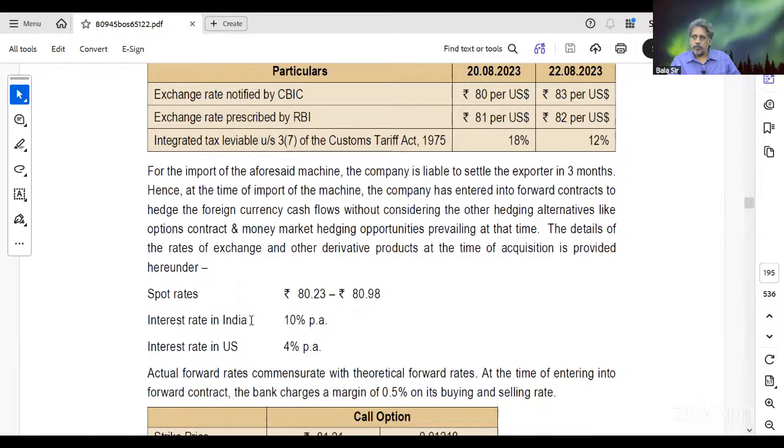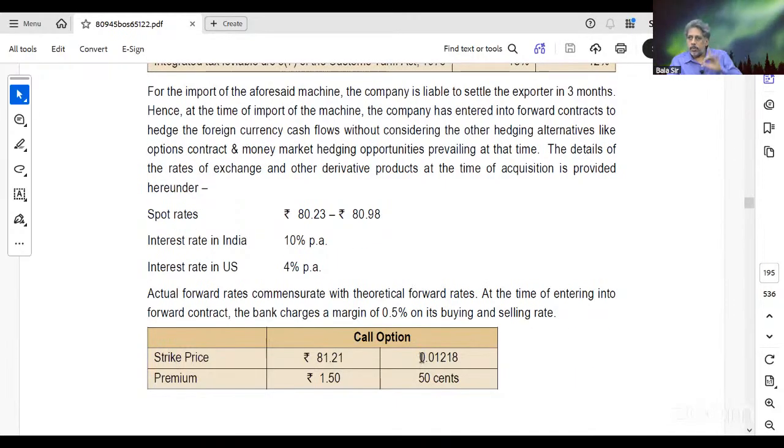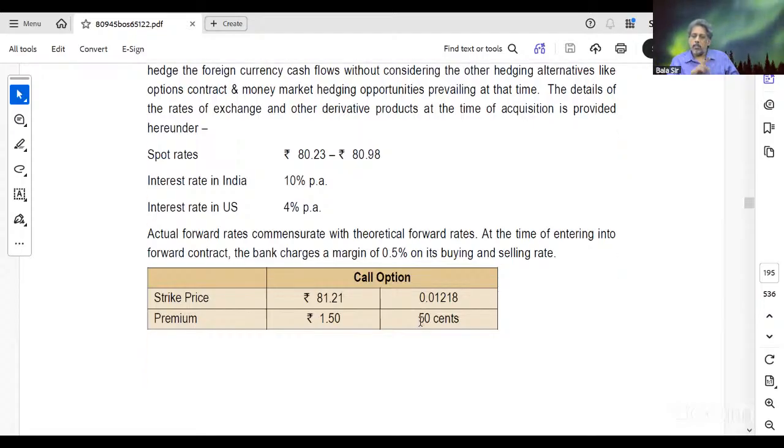Then interest rate in India 10% per annum. Interest rate in US 4% per annum. Next. That's it. Actual forward rates. Then read further on. Actual forward rates commensurate with theoretical forward rates. It's given that the actual forward rate is going to match the theoretical forward rate using the IRPT, something called the interest rate parity theory. Then read further. At the time of entering into a forward contract, the bank charges a margin of 0.5%. The bank will charge a 0.5% margin, right, when you enter into a forward contract.